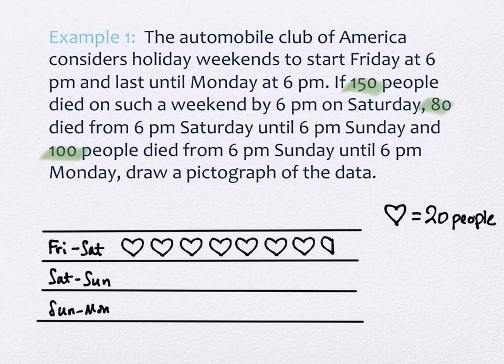What was the number they gave us? 80. So how many hearts would I use to represent 80? 4. So I'm going to do 4 hearts here. And when I do the next line, they have to line up vertically, right? So my hearts have to be one right underneath another. 2, 3, and 4.